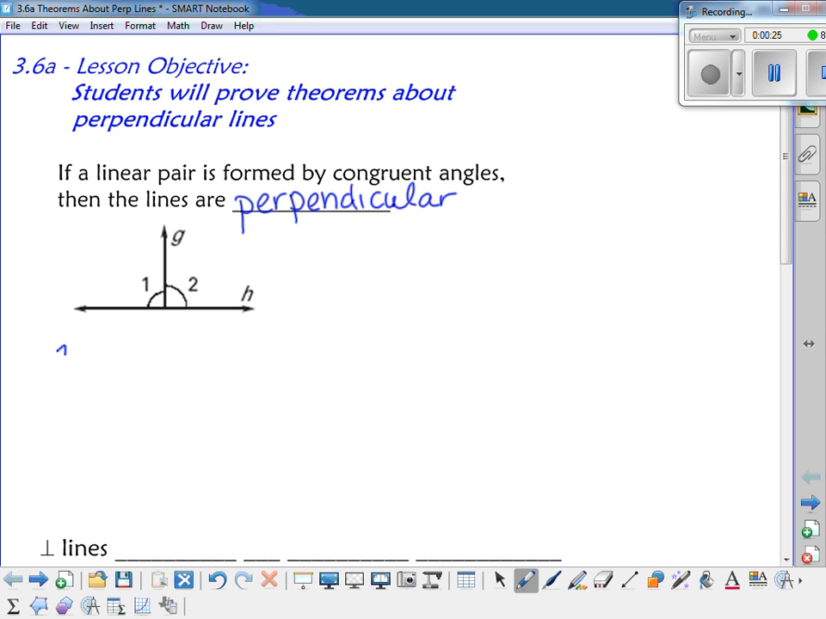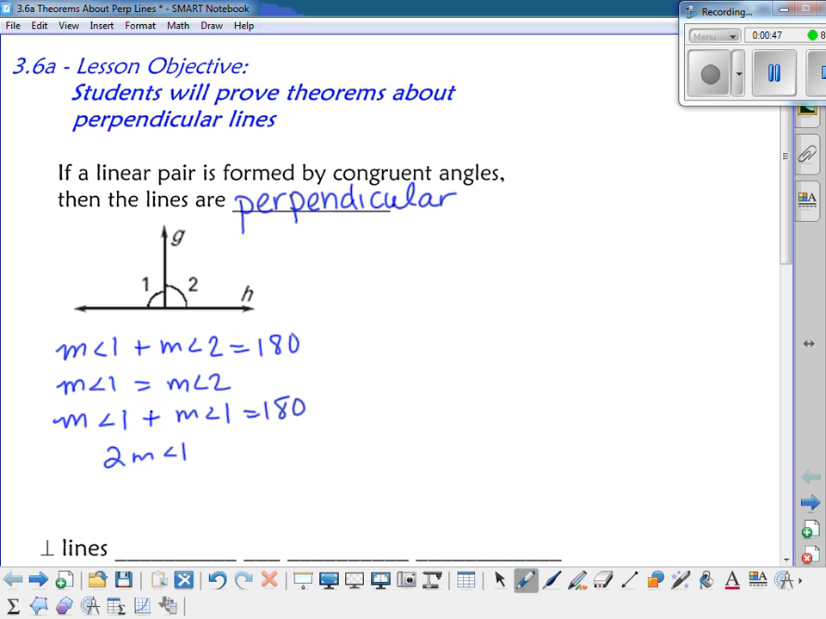If we were adding our angles together, they would have to add up to 180 because linear pairs are supplementary. And we know that if they're congruent, the measure of angle 1 equals the measure of angle 2. So if I do substitution, the measure of angle 1 plus the measure of angle 1 equals 180. I end up getting that 2 times the measure of angle 1 is 180.